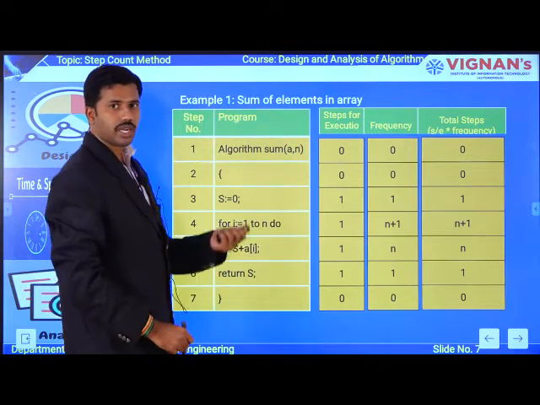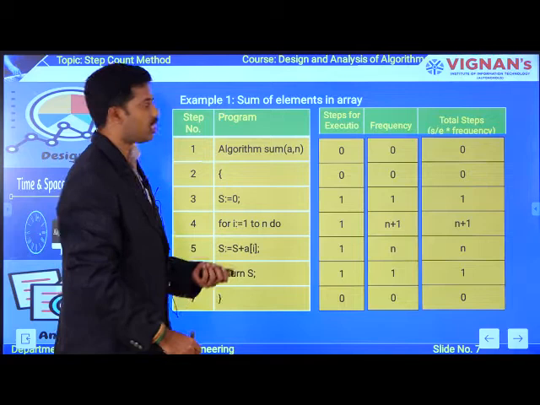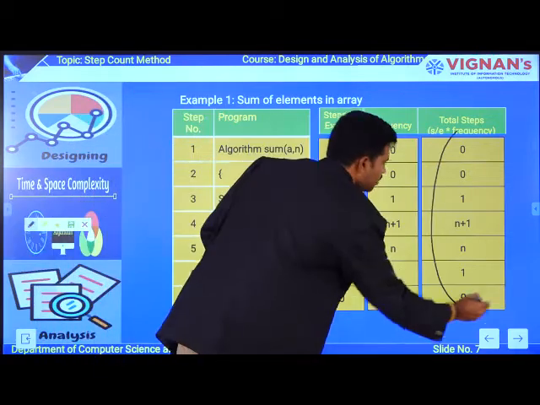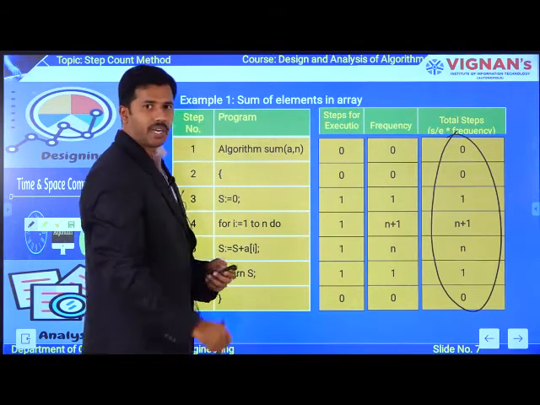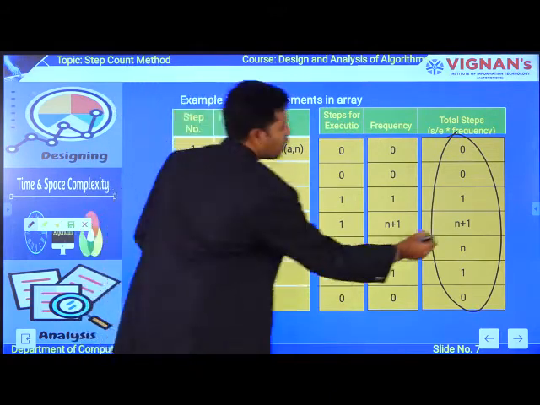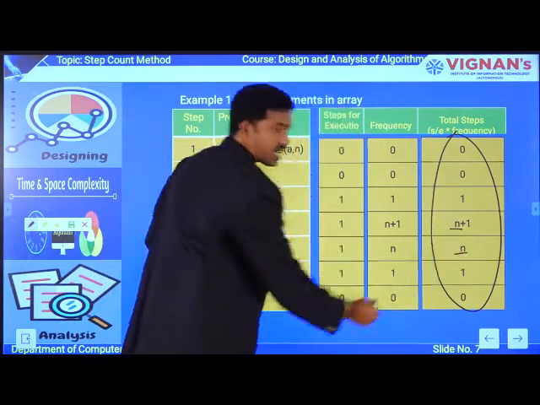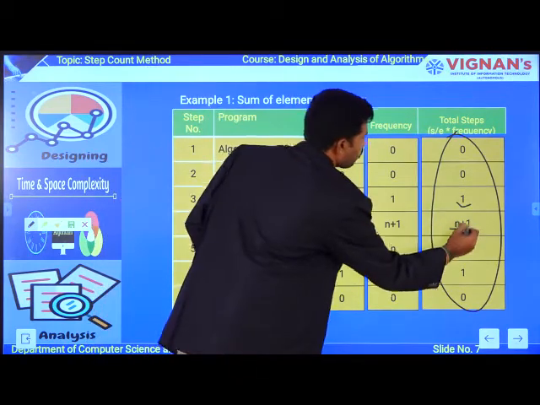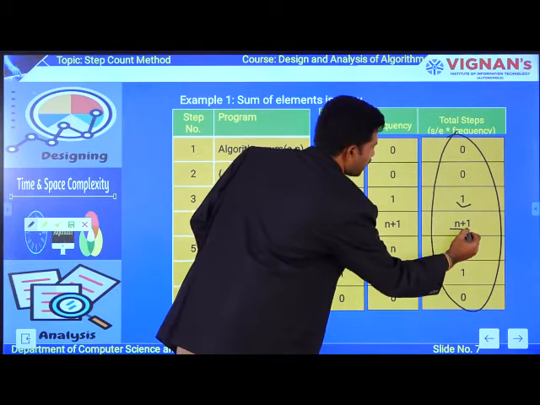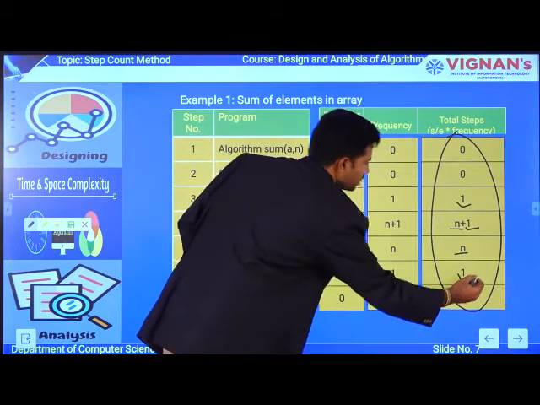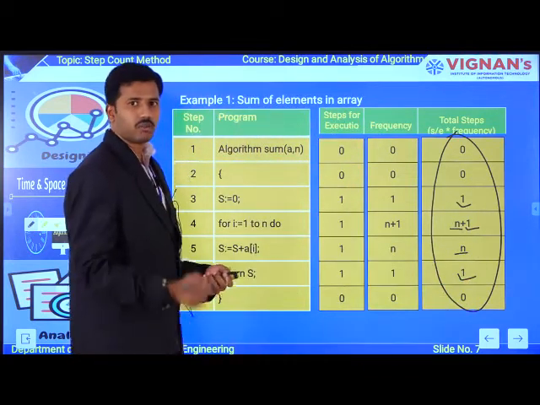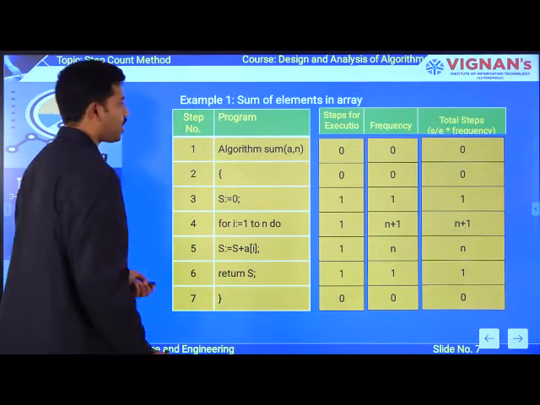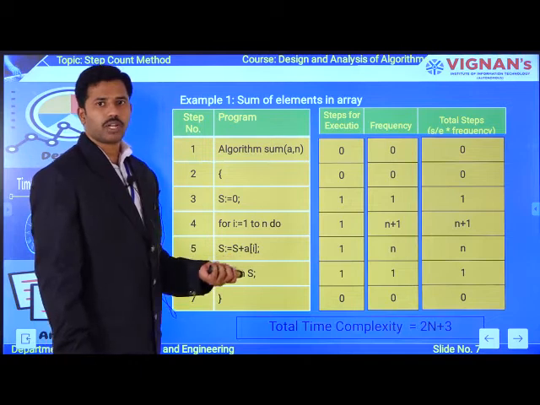Likewise, to get the total time complexity of this algorithm, you sum all these values. How many n's are available? One n is here, the second n is here: n plus n, 2n. How many ones are available? The first is here, the second here, and the third here: 1 plus 1 plus 1, which is 3. So the total time complexity of this algorithm is 2n plus 3.